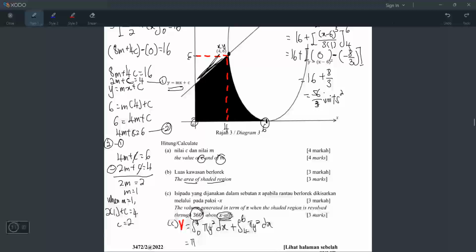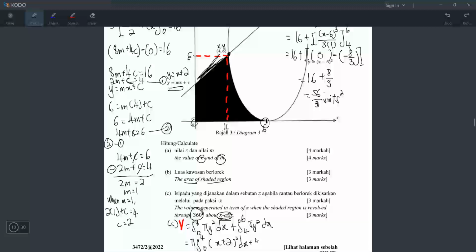The pi can be moved to the front, and then integrate from 0 to 4, y squared. Remember, for this one you have to substitute the straight line equation or the curve equation. For this one, you must substitute the straight line equation, and the straight line equation is y equals mx plus c. m is 1, c is 2. So x plus 2. Okay, the m of 1 you don't need to write. So this is x plus 2. And don't forget to square later.